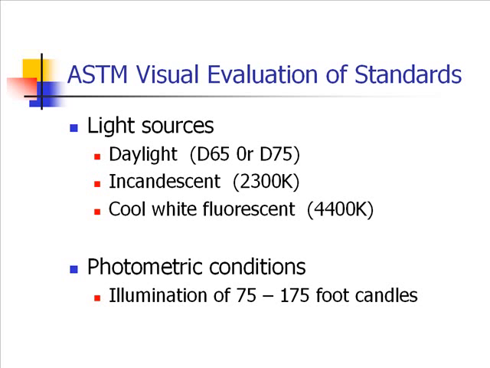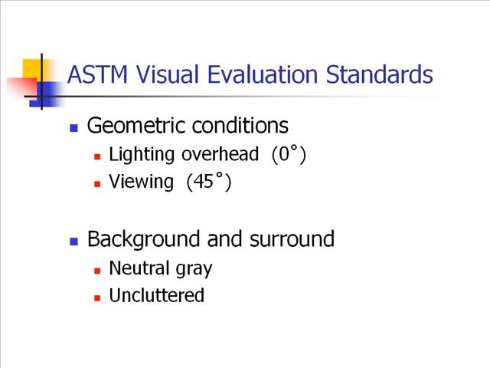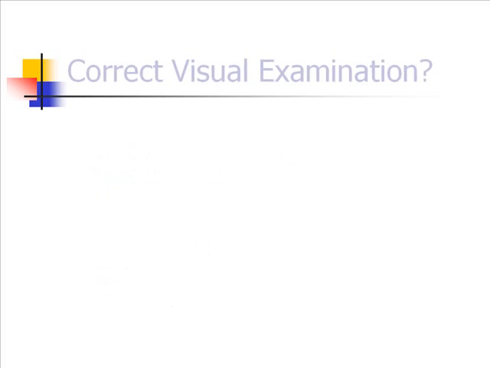The geometric conditions is overhead lighting and viewing from a 45-degree angle. And our background is neutral gray and uncluttered. So that's the way we should visually look at our samples. And ideally, you should turn the rest of the lights off in the room when you're doing it. That's why they have those rooms, because then you don't have to worry about any other lights being on. Even in our lab, ideally, when we look at samples in the light booth, we should turn the other lab lights off, because they could contaminate, if that's the right word, the light that goes into the sample.